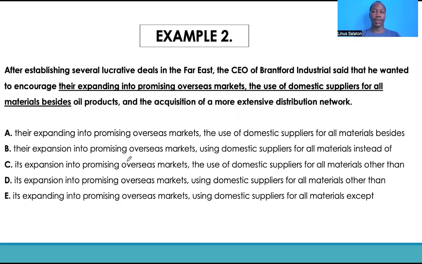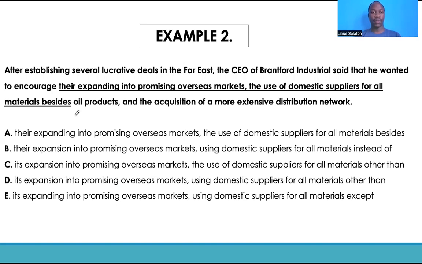We can move on to the second example here. You could also pause the video to try the examples, then play after you're done. So the example reads, after establishing several lucrative deals in the Far East, the CEO of Brantford Industrial said that he wanted to encourage the expanding into promising overseas markets, the use of domestic suppliers for all materials besides oil products, and the acquisition of a more extensive distribution network.